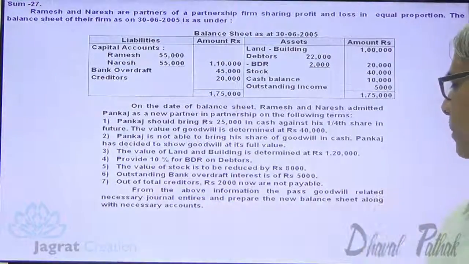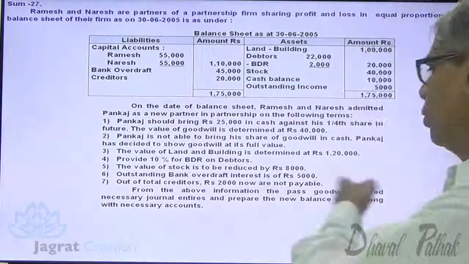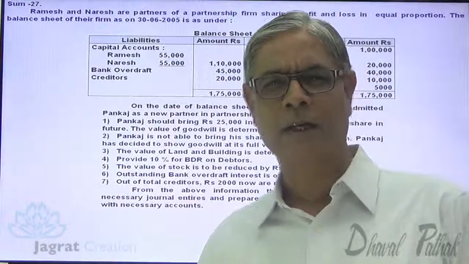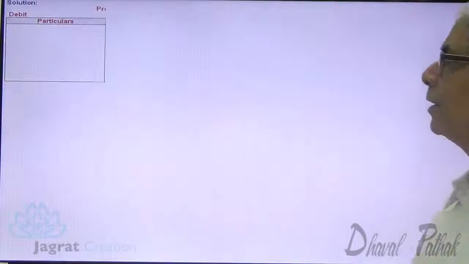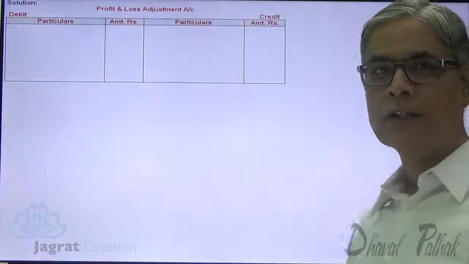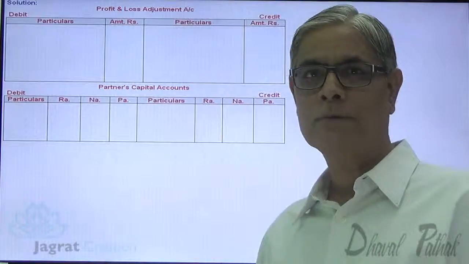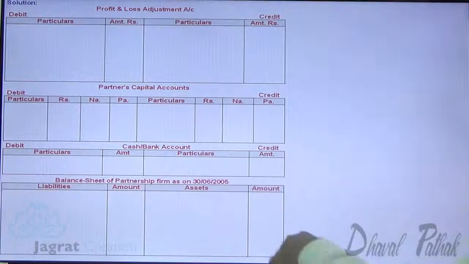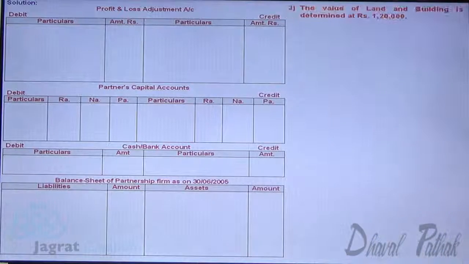From the above information, pass goodwill related necessary journal entries and prepare the new balance sheet along with necessary accounts. We are going to record all the journal entries for your better understanding. Now here I prepare the profit and loss adjustment account, partners' capital account, cash and bank account, and balance sheet after admission.